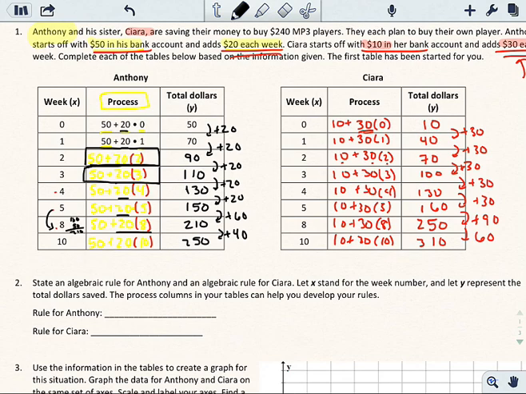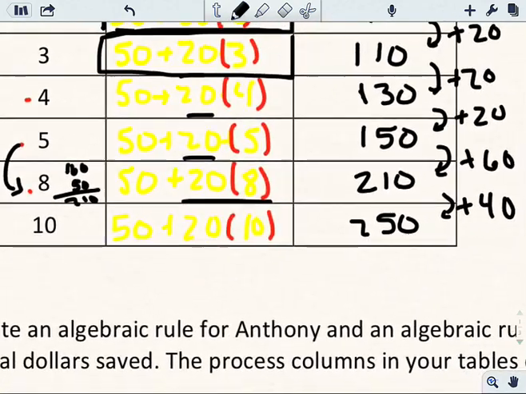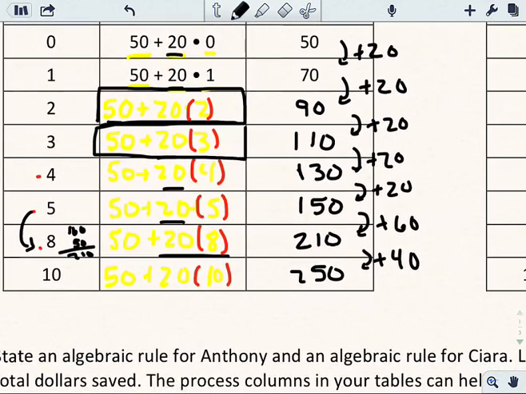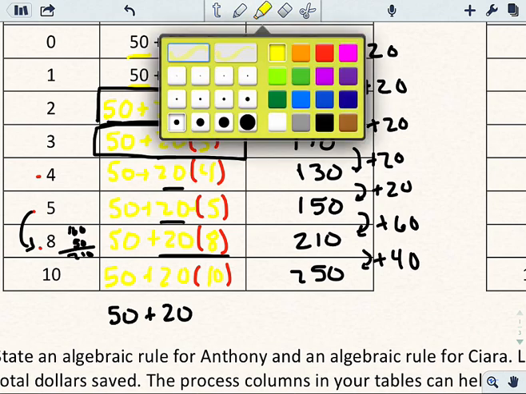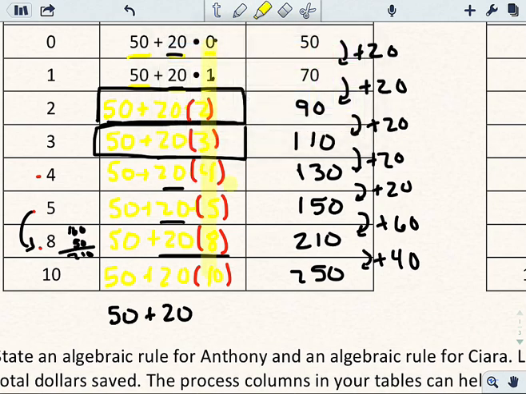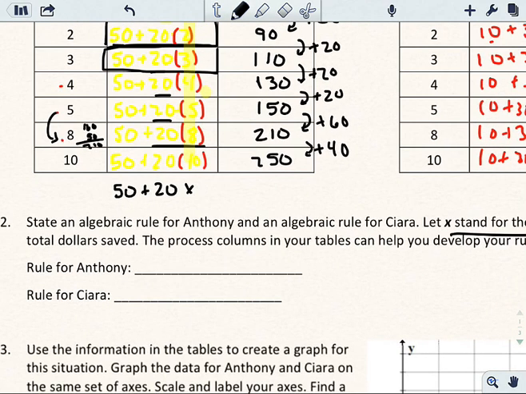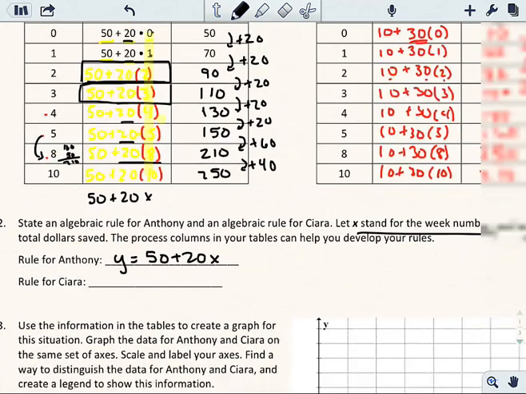X stands for weeks, and then Y represents total dollars saved. So if we jump in here, the thing about a rule is if we do the process column, the rule kind of writes itself. If you look at this process column, every single time we have this 50 plus action, and we have the 20, and then we have these numbers here that we don't consistently know. Well, the number that we don't consistently know we'll use as a variable, which will be an x, making Anthony's rule, the total amount saved y is equal to 50 plus 20x.